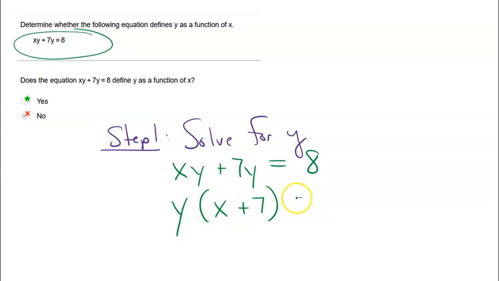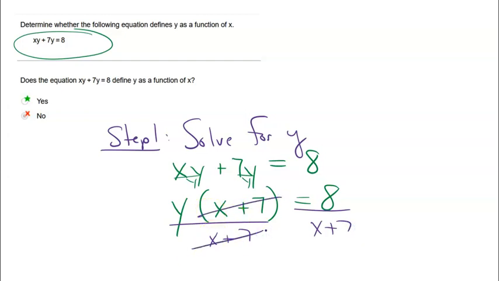Now if you feel uncomfortable with that, imagine backwards. If I were to distribute this y back inside, y times x is xy, y times 7 is 7y. So yes, if I pull a y out, I'm really dividing each of those by y. I pull it out front, and that gives me that. Now, why did I do that? So I could get that y by itself, because my next step is to divide both sides by x plus 7. Okay? Well, I've done it.